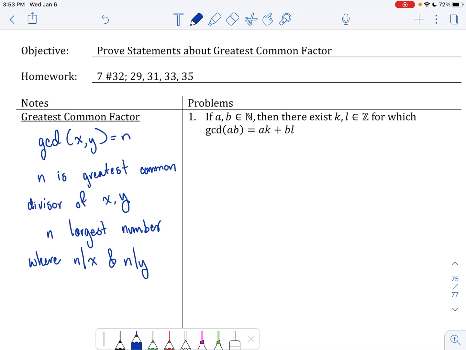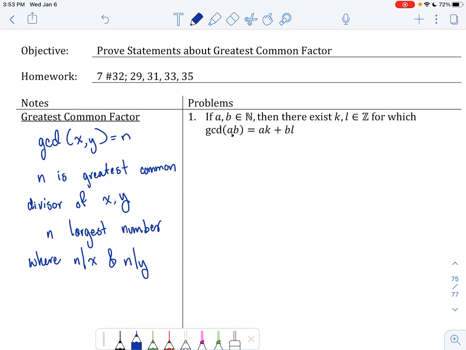So there's going to be a lot of different proofs with this. I'm going to take you right to a more complex example. Sometimes I like to start with a super straightforward one. Sometimes I want to give you an example of a really tricky one, but I don't want the video to go on for 17 hours. So we're going to look at if a and b are natural numbers, then there exist some k and l that are integers for which the greatest common divisor of a and b, there should be a comma in there, is equal to ak plus bl. So the idea is that the greatest common divisor is always going to be the sum of some multiples.